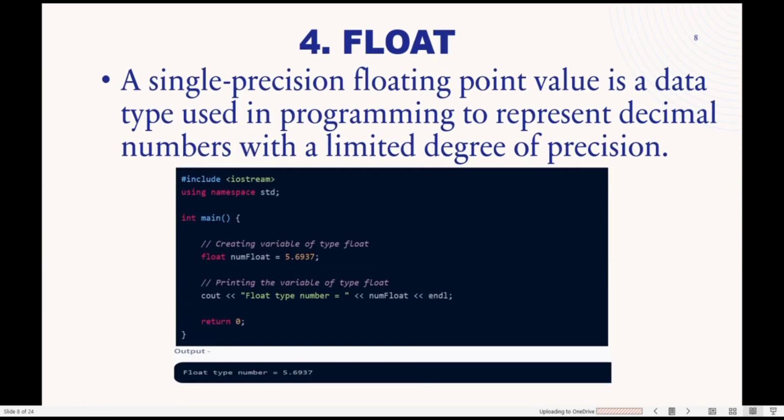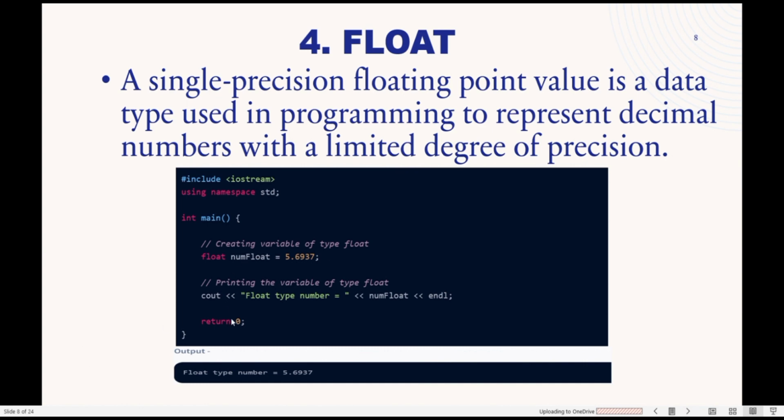Float. A single precision floating point value is a data type used in programming to represent decimal numbers with a limited degree of precision. In most programming languages, it typically occupies 32 bits of memory and can store numbers with a decimal point. Floats are used for a wide range of applications involving real numbers, but they have limited precision compared to double precision or other higher precision floating point types.